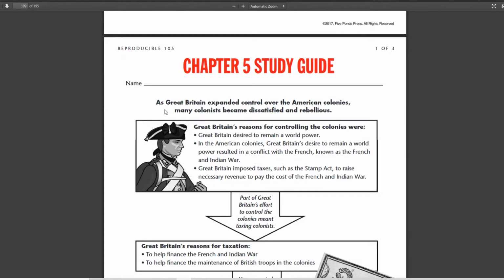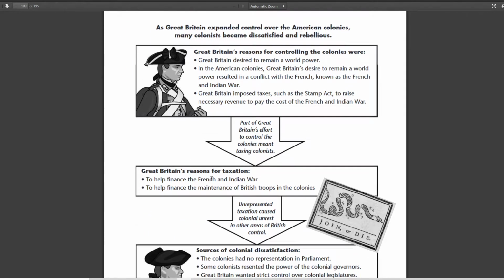So the first thing is, as Great Britain expanded control of the American colonies, many colonists became dissatisfied and rebellious. Great Britain's reasons for controlling the colonies were, remember back in Chapter 3, they wanted to be a world power: gold, God, and glory. Glory is still around. And in the American colonies, Great Britain's desire to remain a world power resulted in conflict with the French, known as the French and Indian War. Great Britain imposed taxes such as the Stamp Act to raise necessary revenue to pay for the costs of the French and Indian War. This becomes more clear when we start talking about the reasons for taxation.